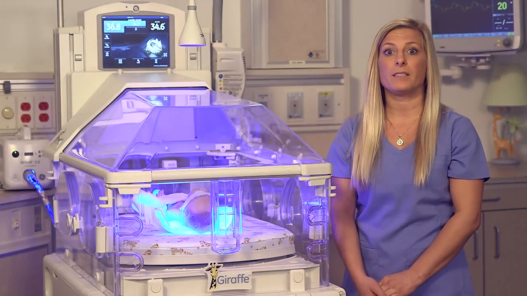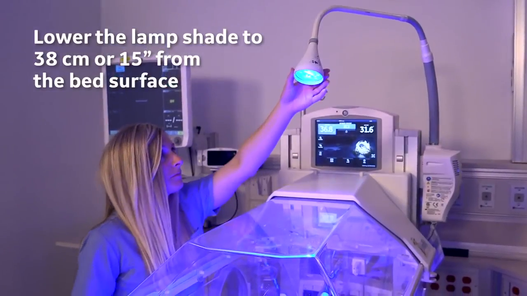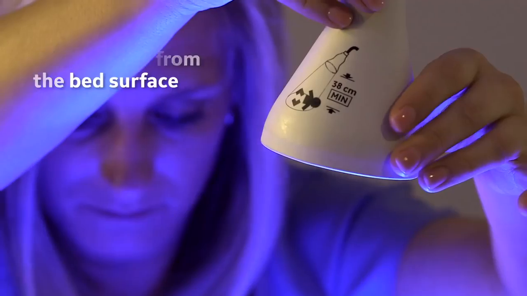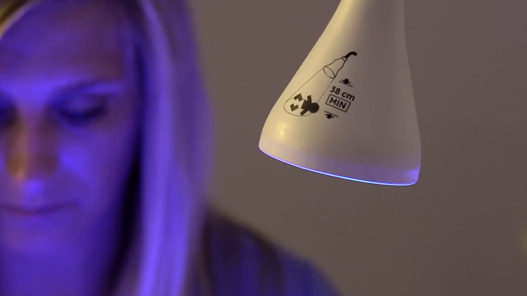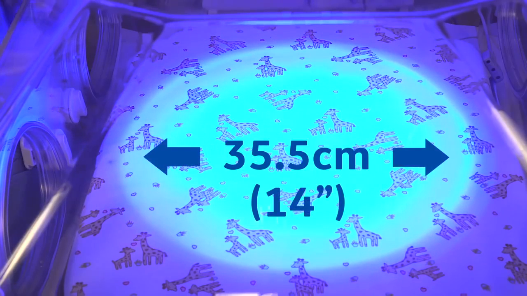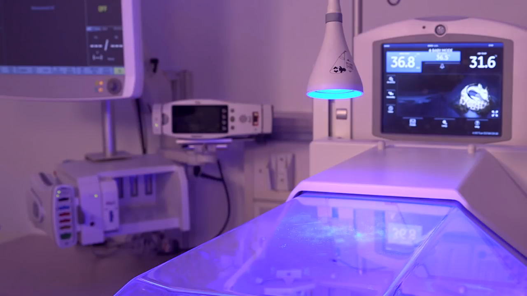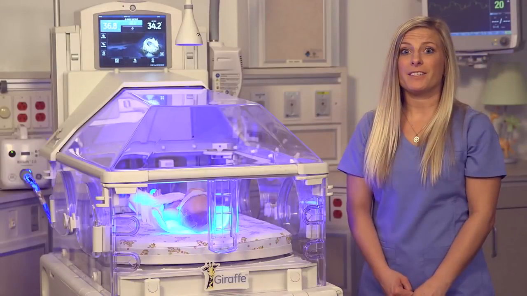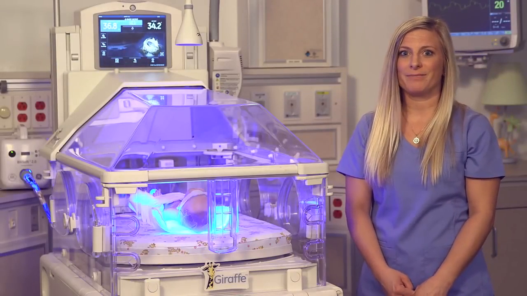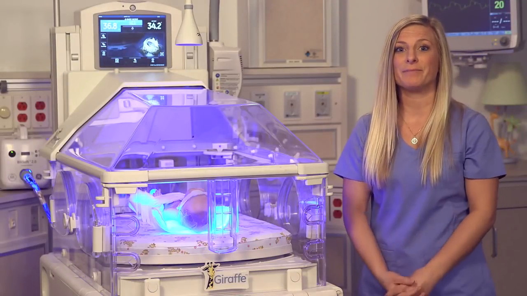Focus the therapeutic light such that the shade is 38 centimeters, which is 15 inches from the bed surface. Or you could measure the spot diameter to be 35.5 centimeters, which is 14 inches. Allow the Giraffe Blue Spot PT light to warm up for 5 minutes. From my experience, this is when I would go look for the Bili meter. This is probably how long it takes to find one.